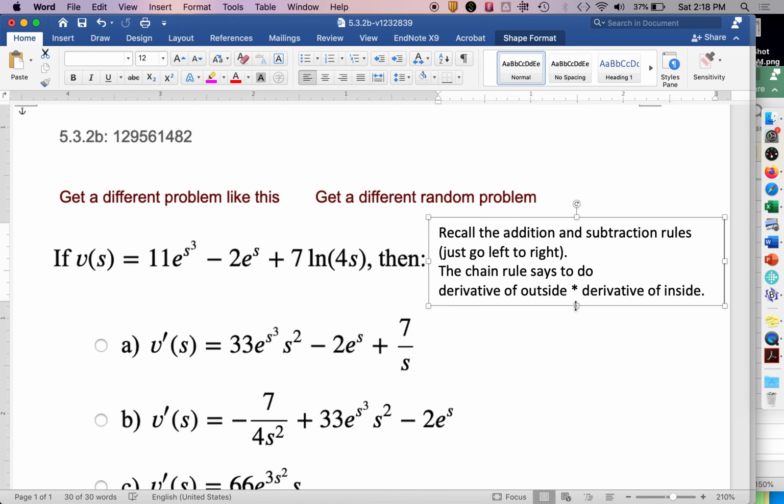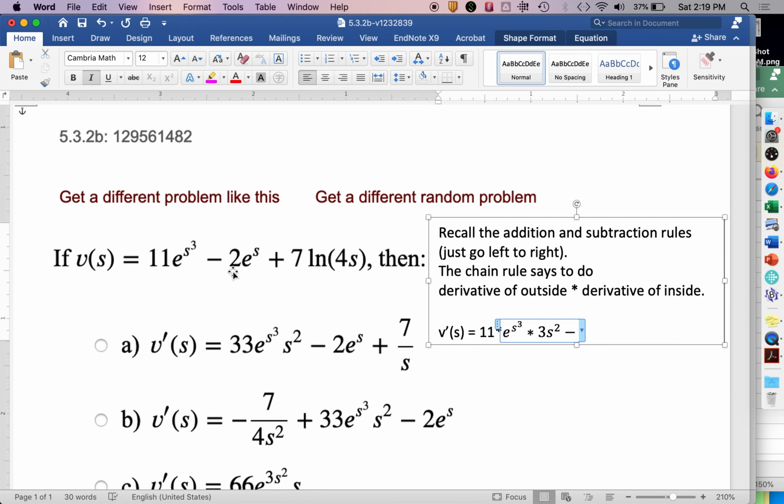So for 11e to the stuff, I'm going to start by going, hey, it's 11e to the same stuff, right? Because the outer layer is going to be e to a power. And the derivative of e to the power is e to the power. Now I multiply by the derivative of the inside. The inside is s to the third, and the derivative of s to the third is 3s to the second.